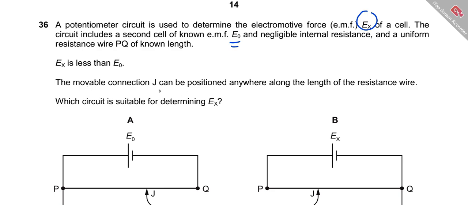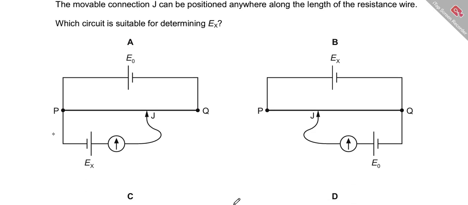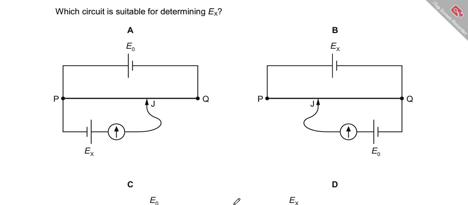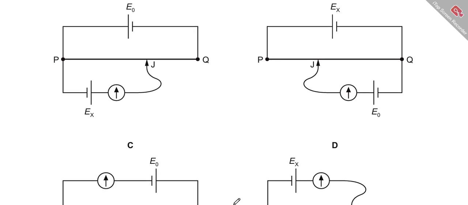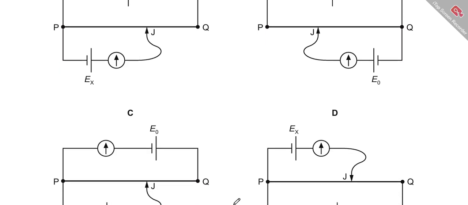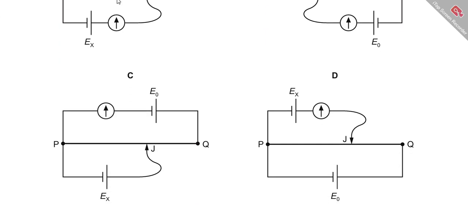The movable connection J, which we called the jockey at that time while we were discussing this question, can be positioned anywhere along the length of the resistance wire. Now, which circuit is suitable for determining the unknown EMF, that is EX? While we were studying the potentiometer, if you could recall, we have seen that the wire's length should be connected to the like terminals of the battery, right? So it should be connected to both positives, which let me minimize so that we can see all the pictures in one go at least.